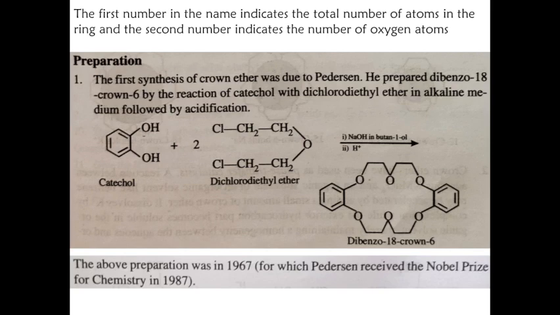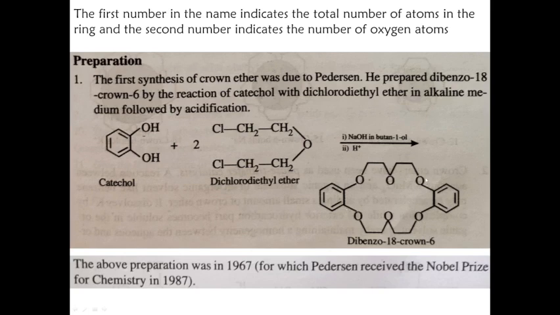Now let's see the preparation of crown ethers. It was first synthesized in 1967 by the scientist called Pedersen, who received a Nobel Prize in 1987 for the discovery of crown ethers. He prepared dibenzo-18-crown-6. Dibenzo, two benzene groups are there. Dibenzo-18-crown-6, so this is the crown ether part.